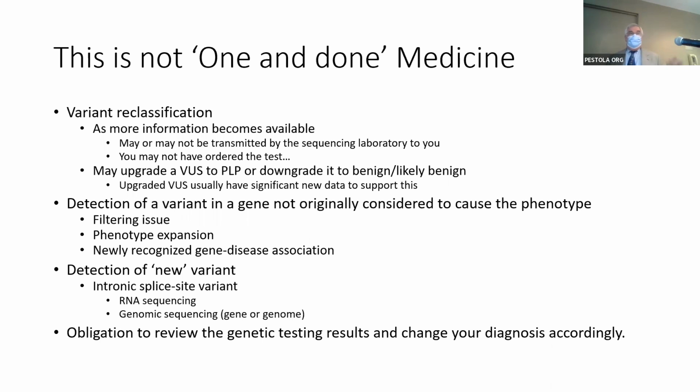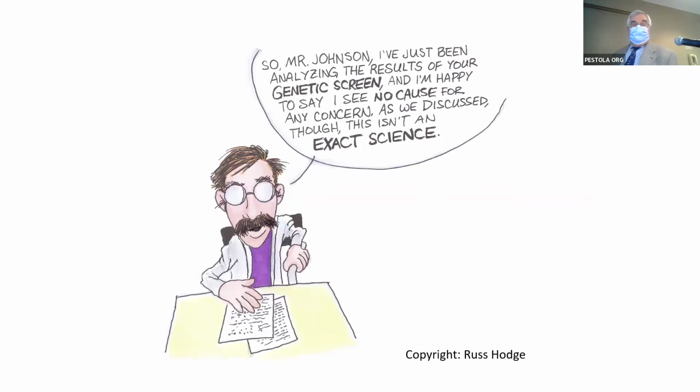Reclassification, upgrades, downgrades. Most of the time it's a downgrade. Only 9% of the time it's an upgrade to disease, but there's better filtering, and this goes back to reinterpretation of the data. In some cases, you'll find something new, like splice site variants. There's a paper that I'm on that just got accepted, novel splice site variant in a novel disease.